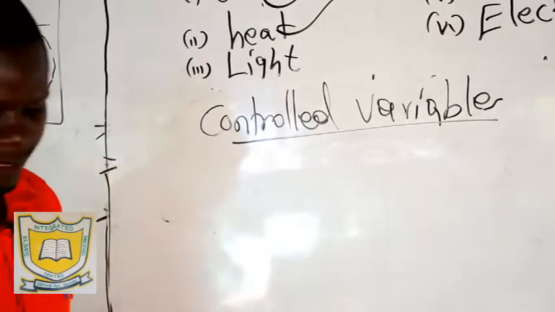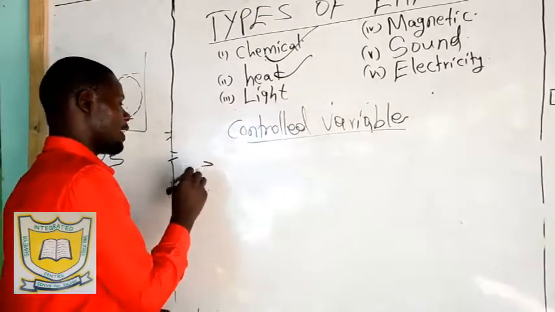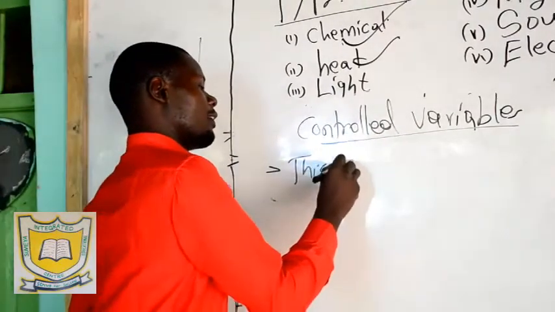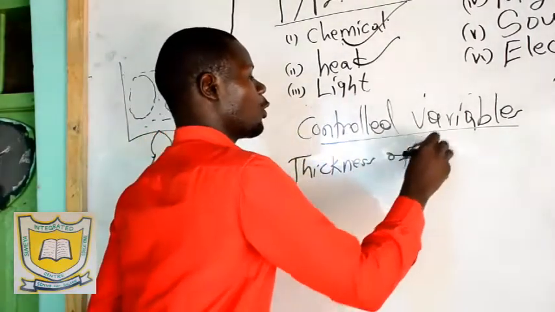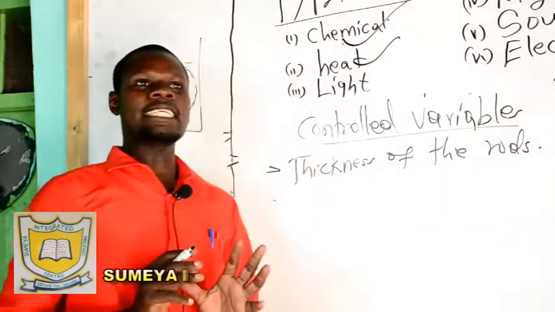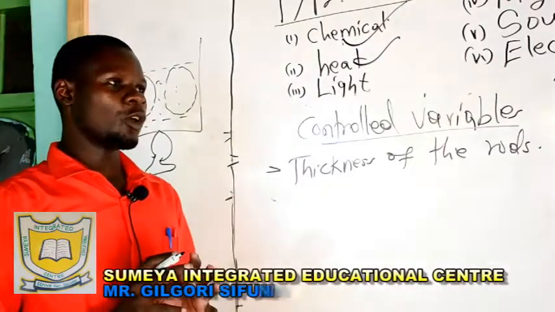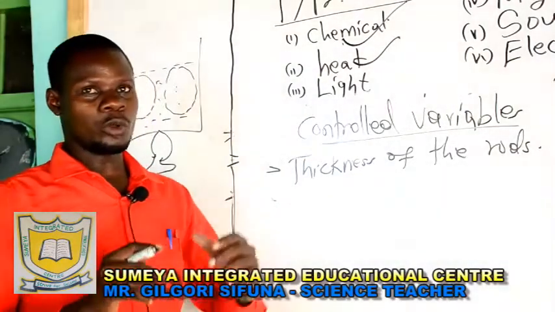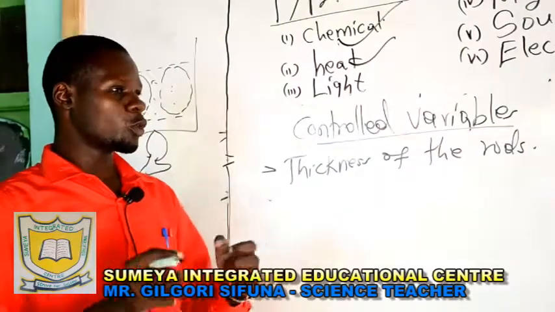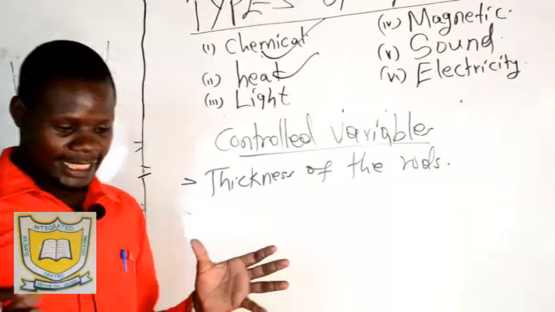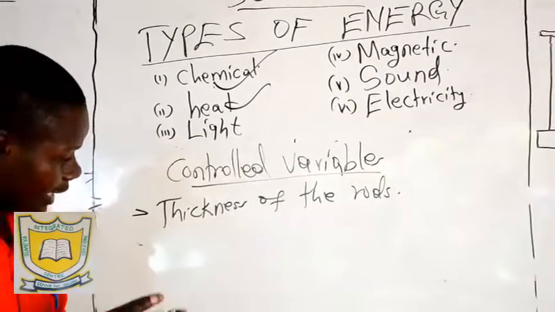You make sure that the thickness of the rods is the same. You find that if one rod is thicker than the other one, it has a larger surface area, so for all the particles to have heat, it will take longer. So make sure that the rods have the same thickness.